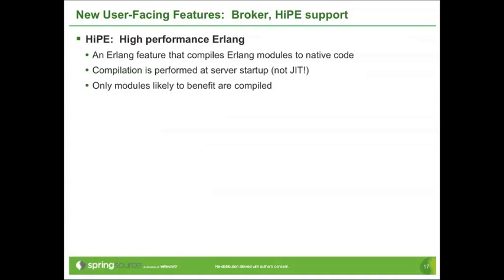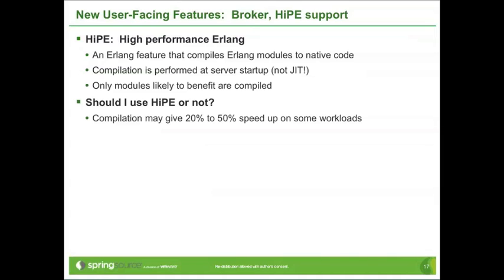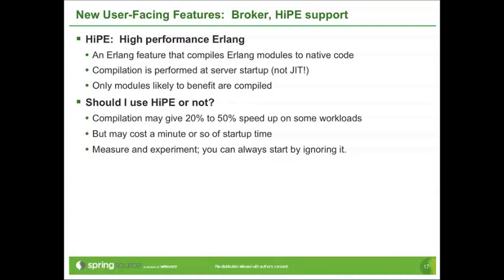High-performance Erlang is an Erlang feature that compiles Erlang modules to native code. The compilation is performed at server startup time. It's not just in time the way Java VMs do things. And in the way we've configured it in Rabbit, only modules that are likely to benefit from native code compilation get compiled. The question of whether you should use high-performance Erlang or not depends on your application.